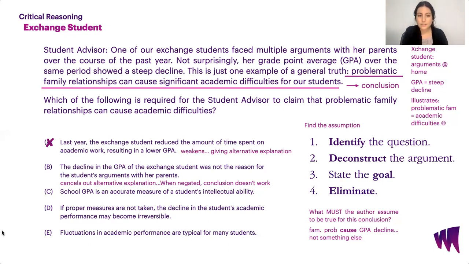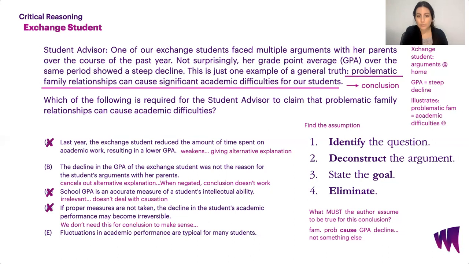C says, school GPA is an accurate measure of a student's intellectual ability. This is irrelevant and it doesn't deal with the causation at all in terms of the problematic family leading to the problems at school. So we're going to eliminate C. D, if proper measures are not taken, the decline in the student's academic performance may become irreversible. This isn't something that needs to be true for the conclusion to make sense. So we're going to go ahead and eliminate D.